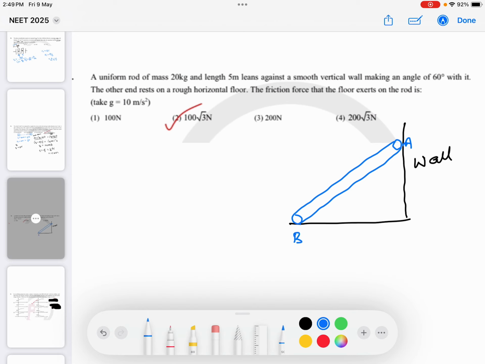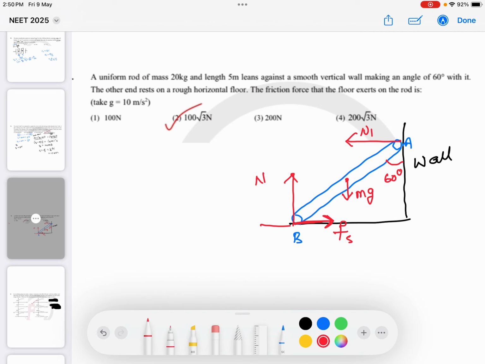Here the contact exists. You can draw the normal like this, N1, this is the normal. At the other point B, this is normal N2. This is the center of mass point, and the weight of the body acts vertically downward. The rod tends to slide towards the left, so towards the right there exists the frictional force, which can be taken as Fs. Here the angle with the vertical is given as 60 degrees.